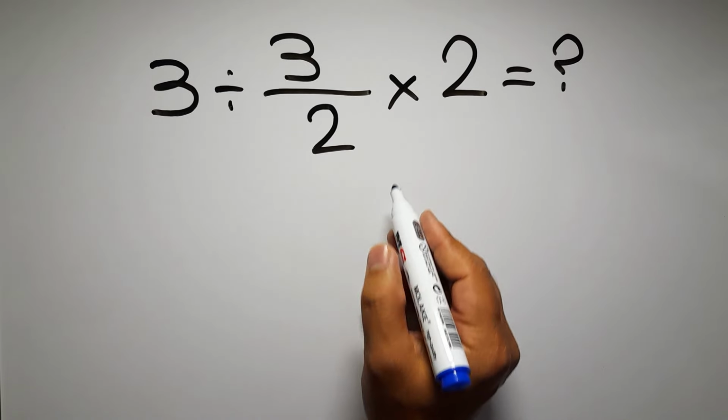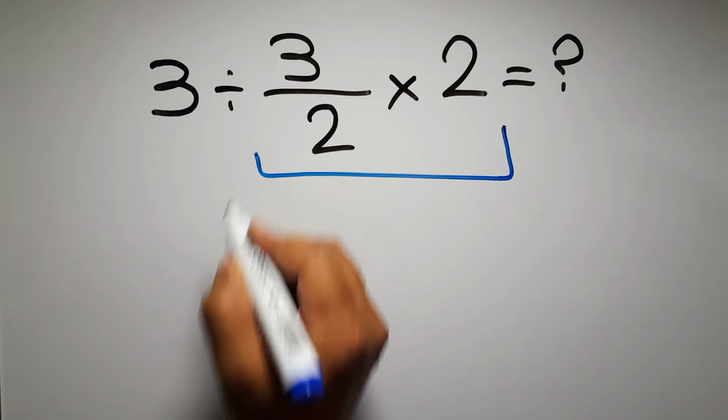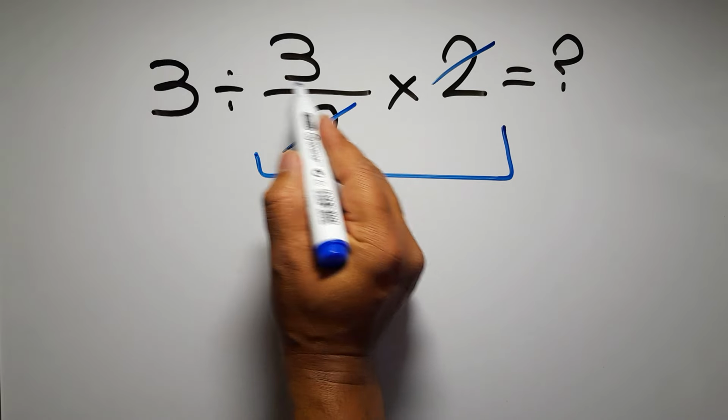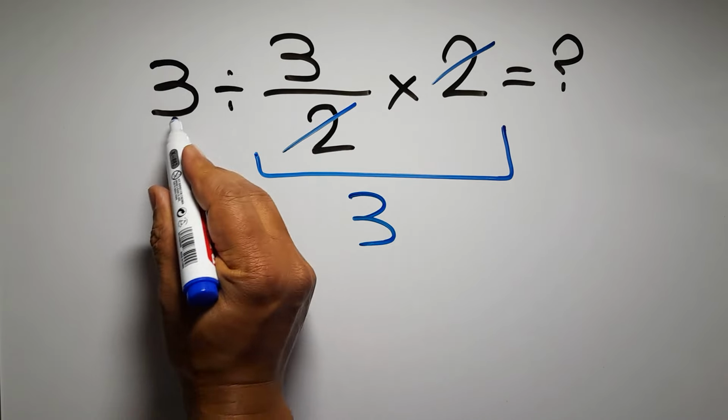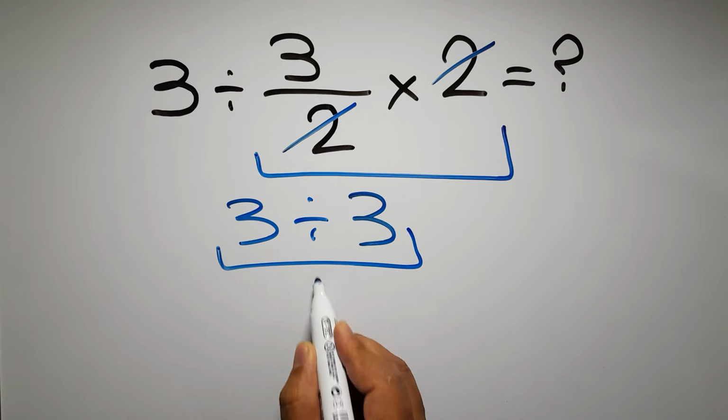First we do this multiplication, 3 over 2 times 2. We can easily cancel this 2 and this 2, so here we have just 3. And 3 divided by 3 equals 1.